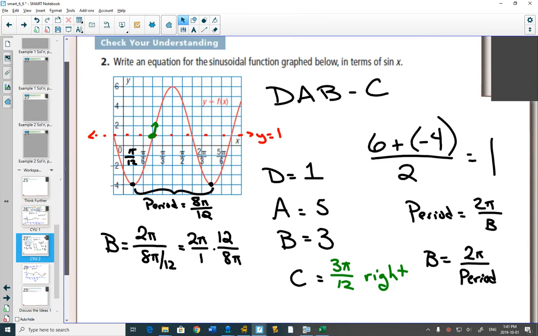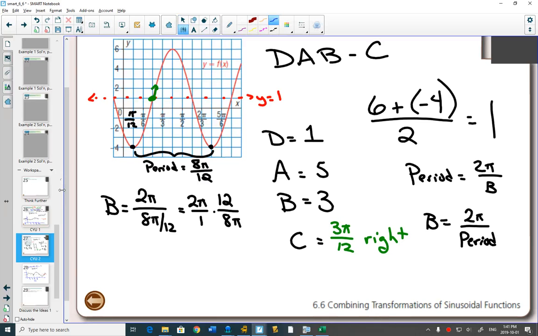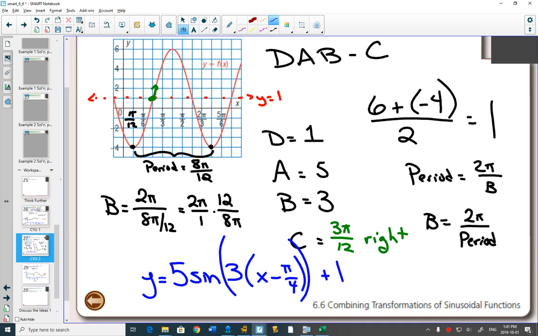I can now take all of that information and write my equation. Y equals, my amplitude is 5, sine, my b value is 3, bracket. How do I show 3 pi over 12 or pi over 4 to the right? It would be x minus pi over 4, and my center line plus 1. And so we use the DAB-C backwards to find all of our values, using the special components of amplitude and period and sinusoidal axes, and knowing where a sine graph starts: in the middle going up.